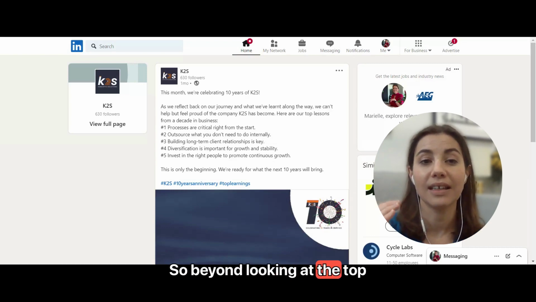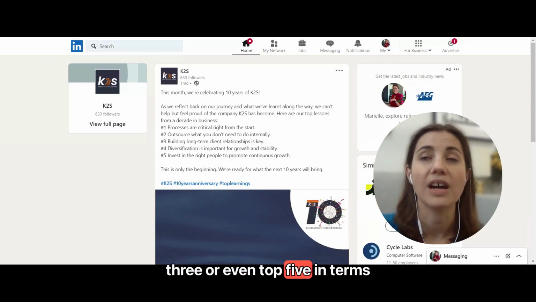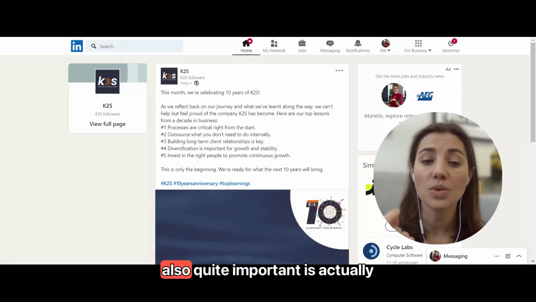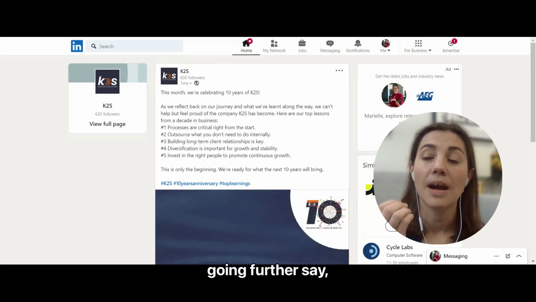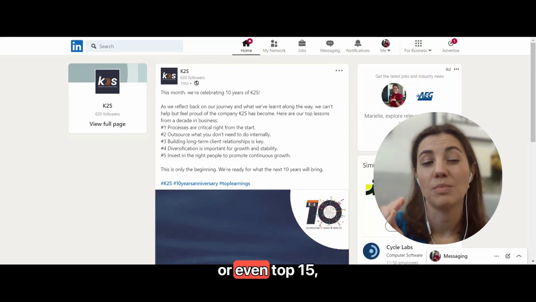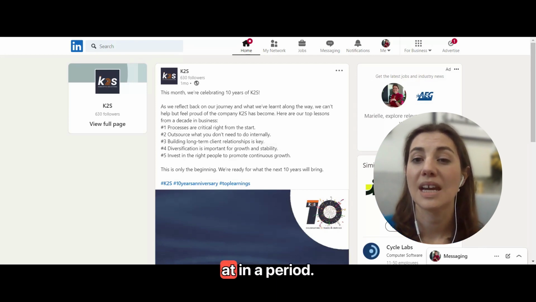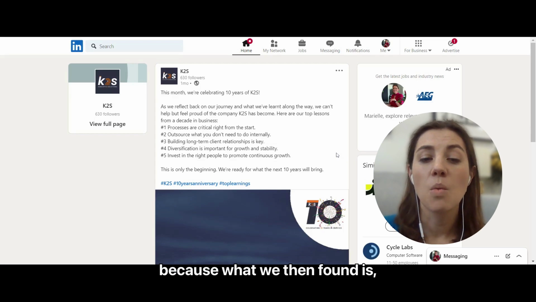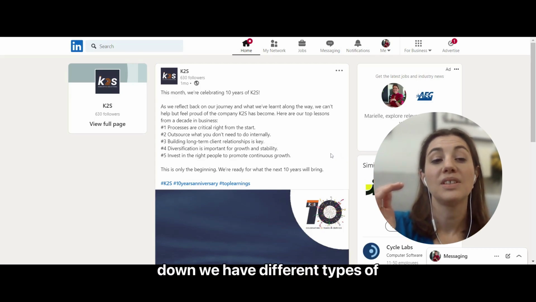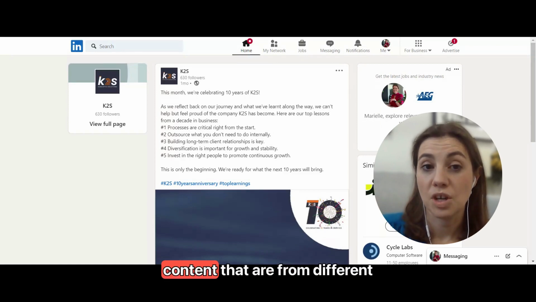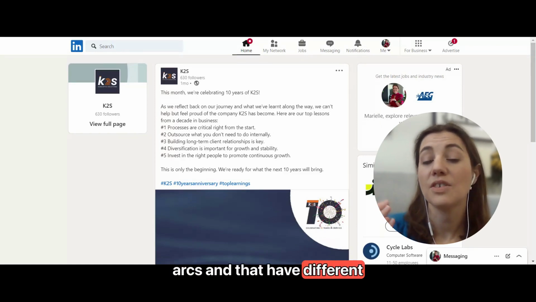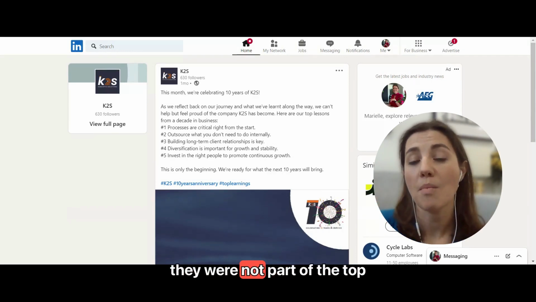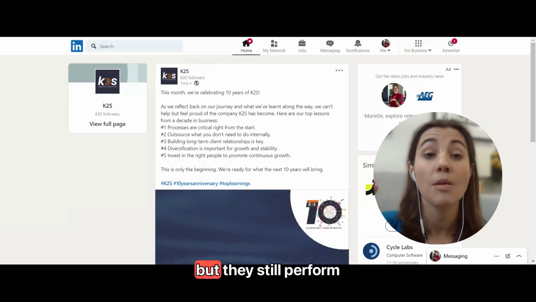So beyond looking at the top 3 or even top 5 in terms of both impressions and the engagement rate, what I think is also quite important is going further, say into the top 10 or even top 15, depending on the volume of content you're looking at in a period, to really validate that insight. Because what we then found is if we go a little bit further down, we have different types of content from different arcs and with different formats that still do pretty well for the companies. So sure, they were not part of the top 3 in either of those categories, but they still perform really well.